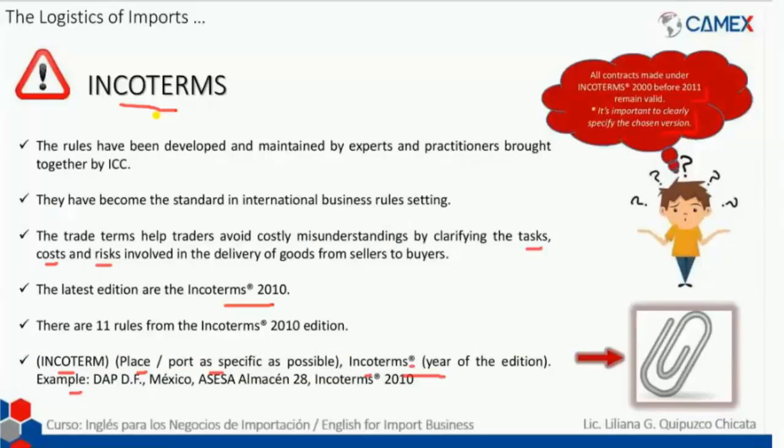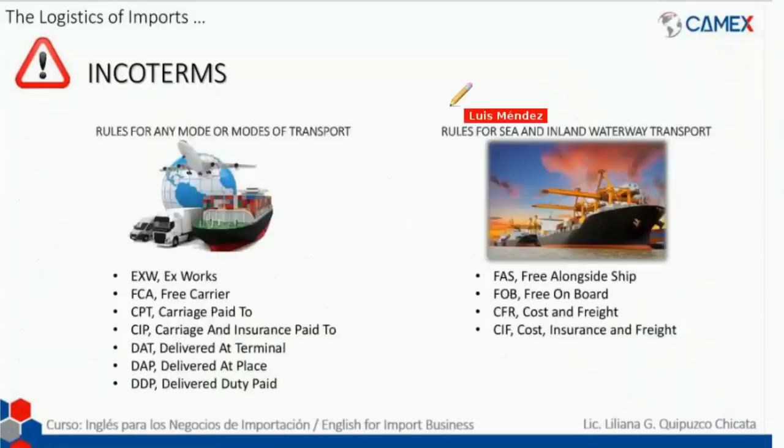Next, which are the rules? So we're going to see it here. We have divided into two. We have rules for any mode or modes of transport by sea, by air, and by ground. And we have another group that are rules for sea and inland waterway transport. So in this case, if you use a big cargo ship.